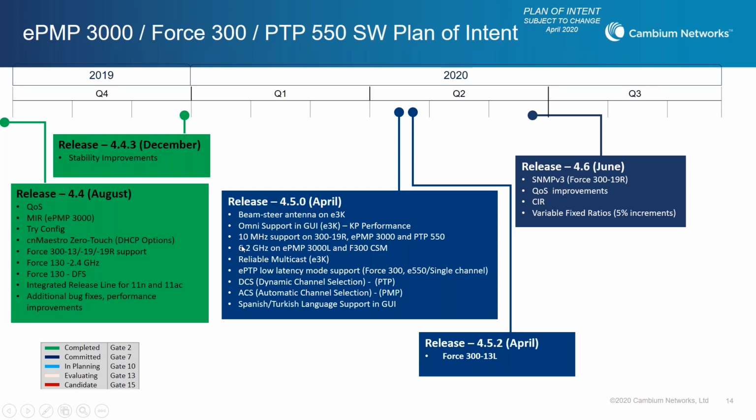We'll also be adding 10 megahertz channel support on the Force 319R for those who want to get to a narrower channel. For those operating in Eastern Europe, where you have access to 6 gigahertz, there's support for up to 6.2 gigahertz with the 3000L and the Force 300 CSM, so that gives you some new spectrum to work with. And then, Sakid mentioned that ePTP mode. That'll be pretty popular, and I know a lot of people use it today with the ePMP 3000. That comes along in 4.5.0. So, Sakid, anything else that you want to highlight on 4.5 or 4.6? No, I think 4.5 is the key.